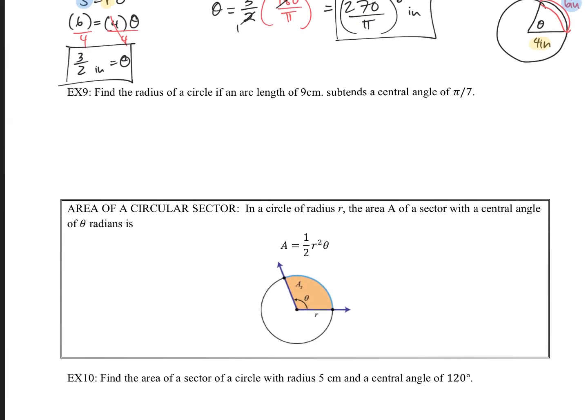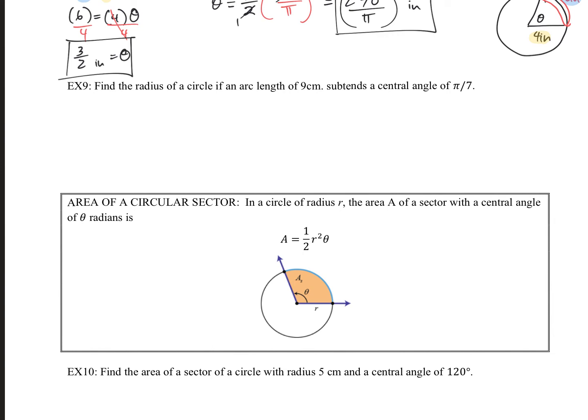Now let's take a look at example 9. Find the radius of a circle if an arc length of 9 centimeters subtends the central angle of pi over 7. Okay, what are we given here? I always draw a circle because it's just easier for me to see what we're given. You are not required to draw the little diagram unless otherwise stated. But in these problems, unless you're told to draw a diagram, you don't need to. I just find it helps. Okay, so you're given a length of 9 centimeters and a central angle of pi over 7, and we are told to do what? Find the radius.